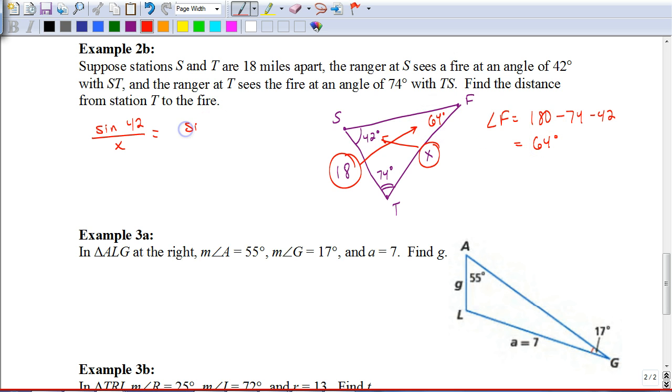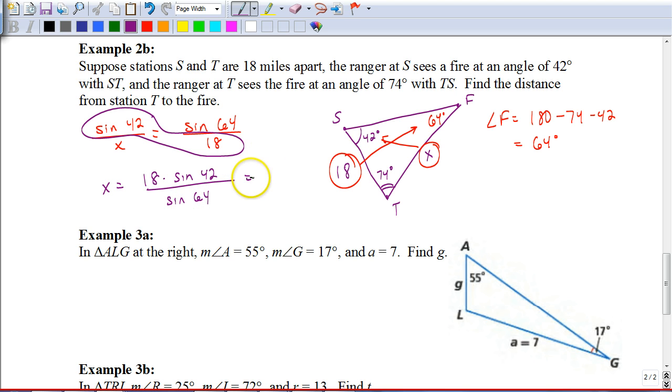So it's going to be the sine of 64 over 18. Remember, we multiply by the two numbers that are diagonally across from each other. So to find x, you're going to take 18 times the sine of 42, and you divide the whole thing by what's left over, the sine of 64. And when you do that on your calculators, I'll just tell you, you get about 13.4 miles. Okay, so once you get the hang of it, these problems are rather simple. So let's look at the next one.